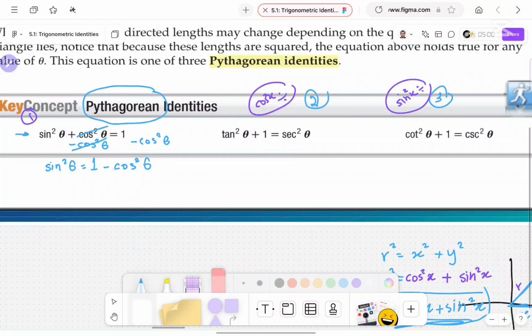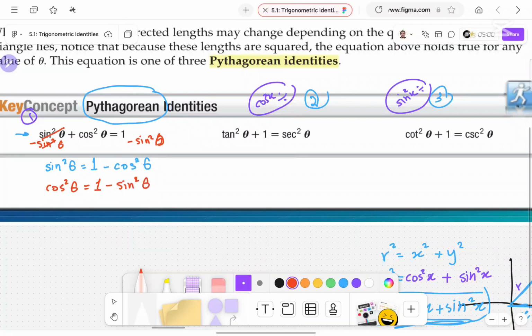Same thing, if I need to solve in terms of cosine theta, I can do the same thing, which is subtract sine squared theta from both sides. Now I can cancel sine squared with sine squared, so what remains is cosine squared theta equals 1 minus sine squared theta. Okay, I hope you understand this.